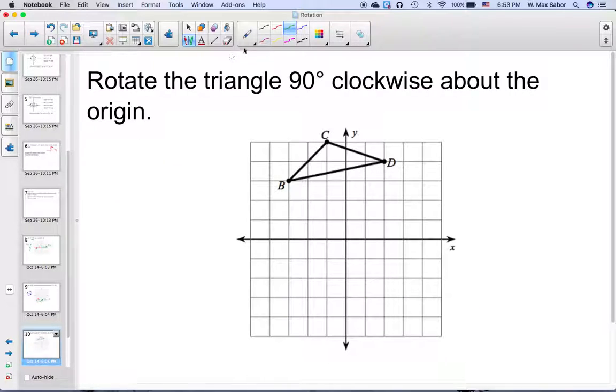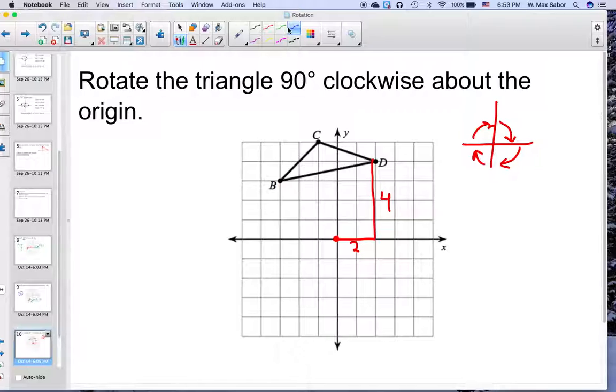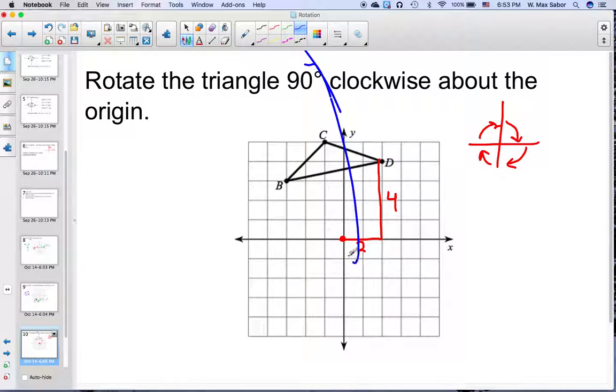Rotate the triangle 90 degrees clockwise about the origin. So here's the origin. And what we do is we do each of these points separately. So right 2 and up 4, clockwise says right becomes down and up becomes right. So this becomes, that's strange. Down 2 and right 4. So that's where D prime is.